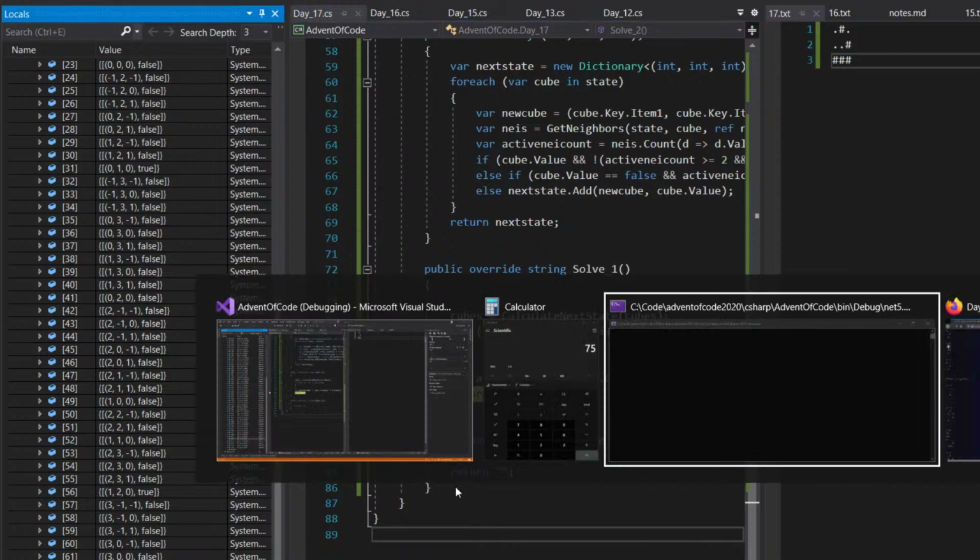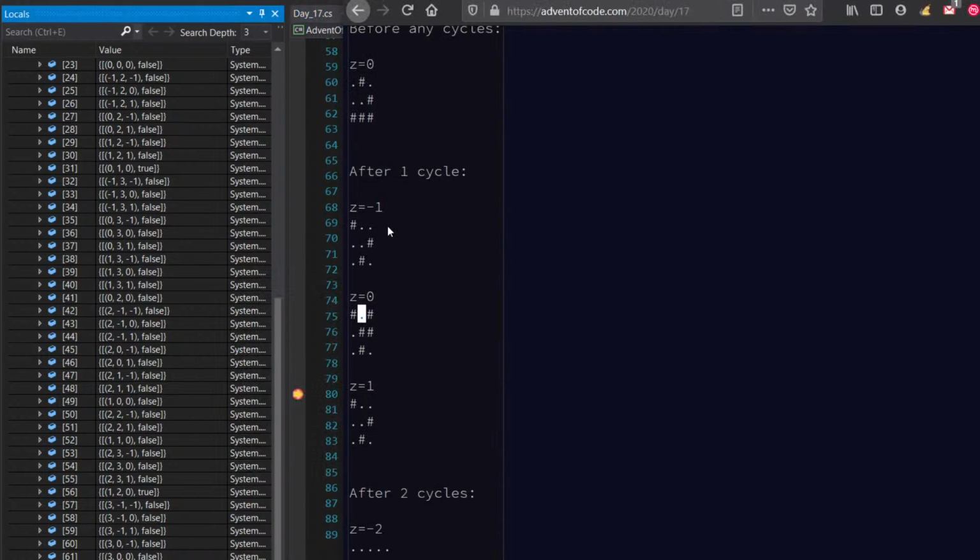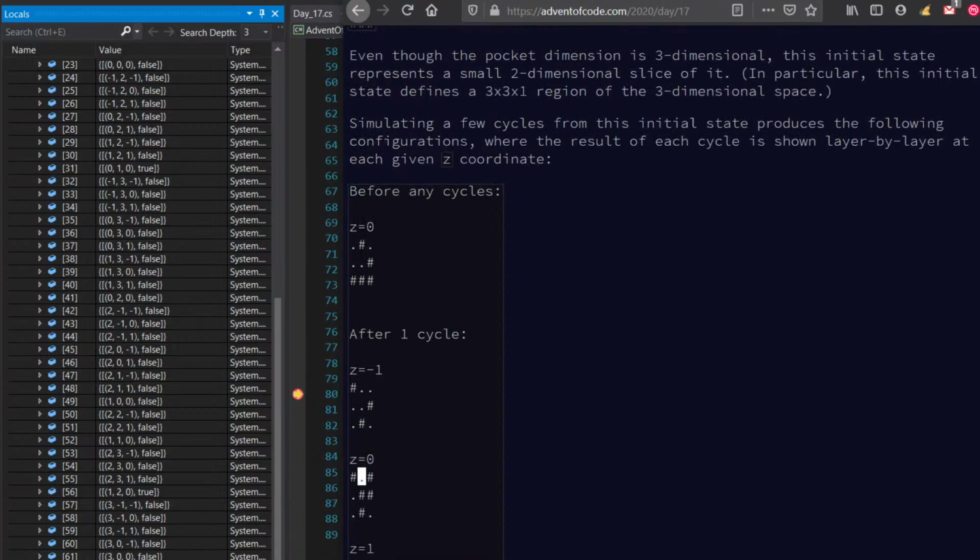Two, 1, 0 is true. Let's see, 2. No. 2 and then 1. So yeah, that guy should be true. But this guy should stay true, but for some reason it goes inactive. 0, 0, 0 should be still inactive, but this example thinks not.